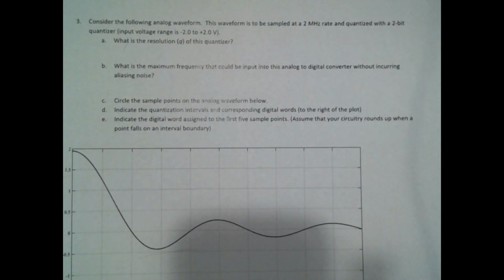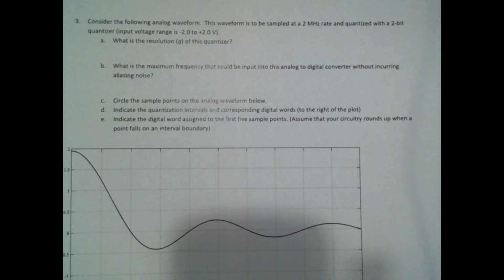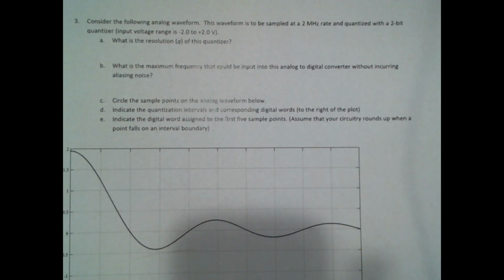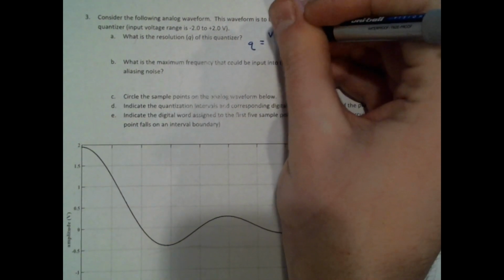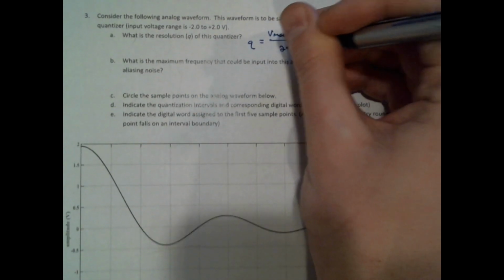Okay, on to problem number 3. So this is an analog to digital conversion problem. So we'll need some equations and we'll need to remember how we do that process. So for the first part, what is the resolution Q of the quantizer? So Q is the voltage max minus voltage min over 2 to the n.